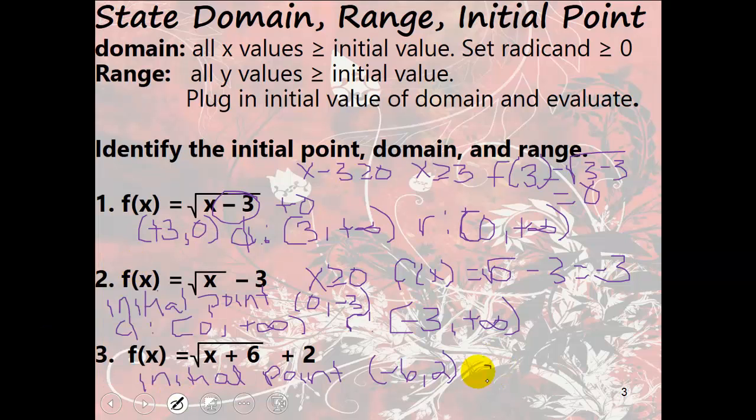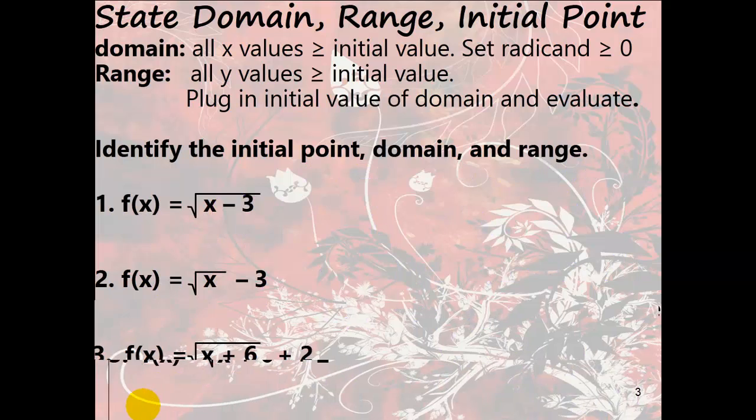The domain is going to be from negative 6 to positive infinity, and the range is going to be from 2 to positive infinity. The range might change if you have a negative out in front. I'll show you an example of that as we start graphing, which is what we're going to talk about now.